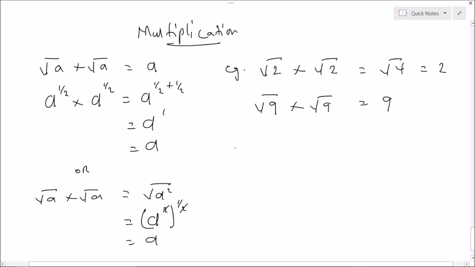Another note is that if you have root of a times root of b, then this will give us root of a b. That is, you multiply the a and the b and add the root sign.